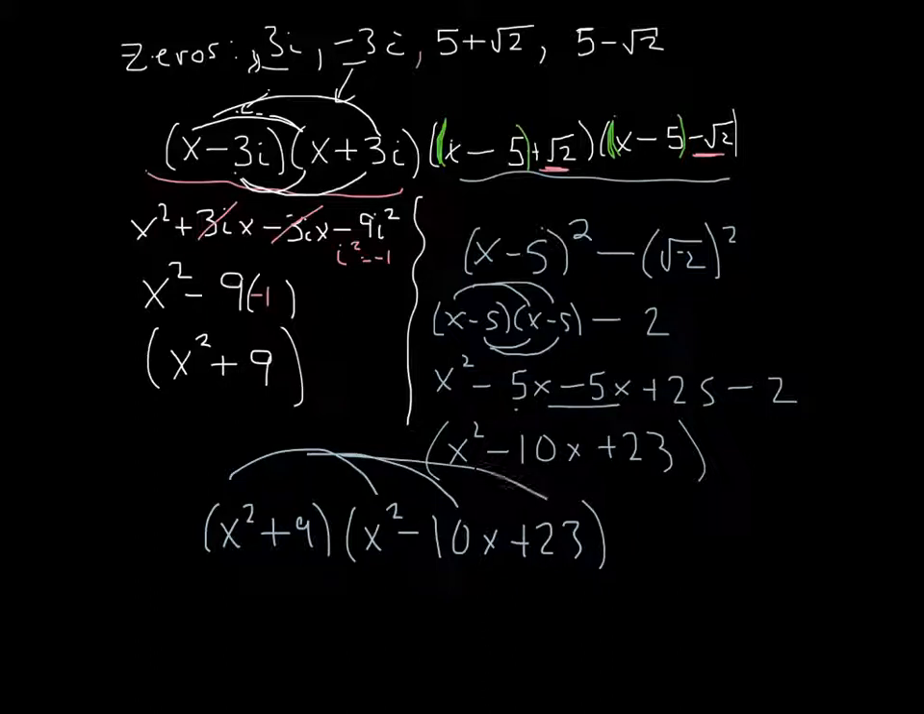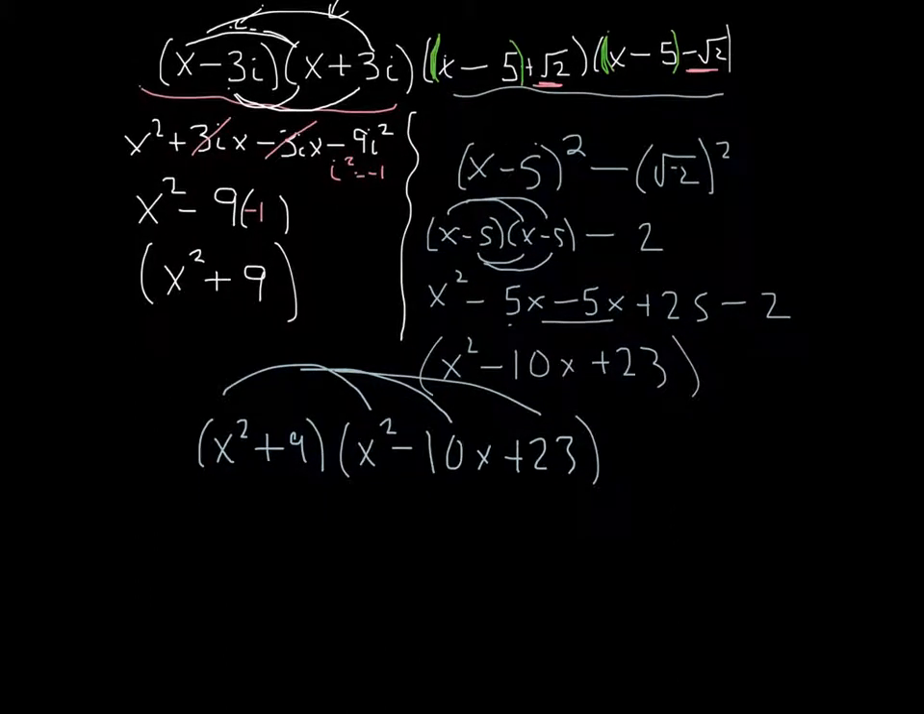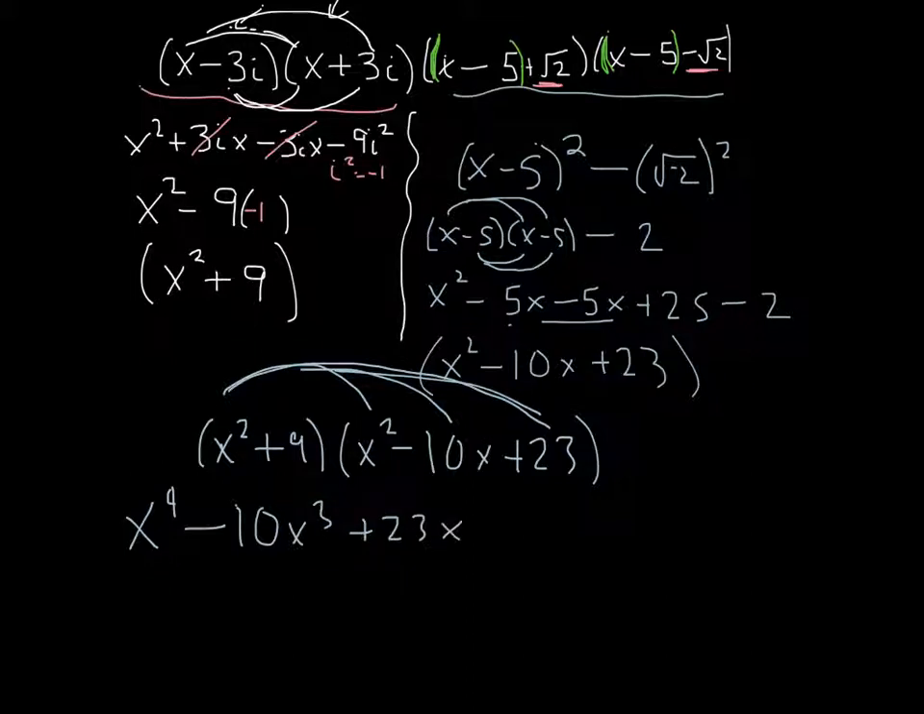We're going to distribute the x squared in here. Let me go down to give myself a little bit more room. X squared times x squared gives us x to the 4th, and then x squared times negative 10x is going to give us negative 10x to the 3rd, and then x squared times 23 is going to be a plus 23x squared.